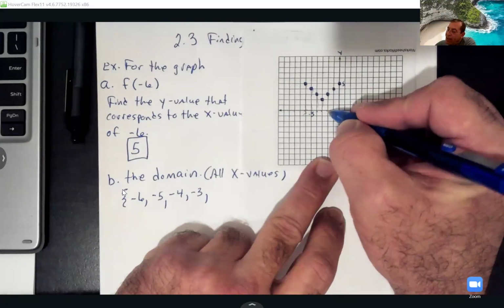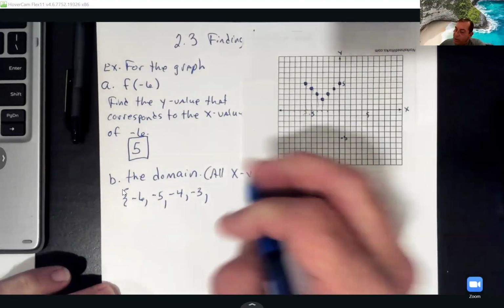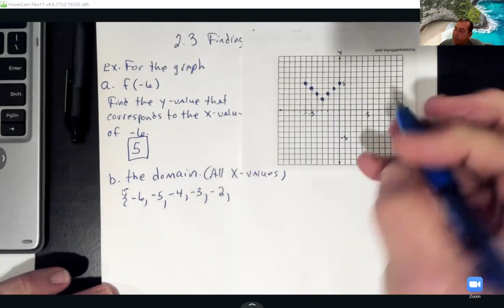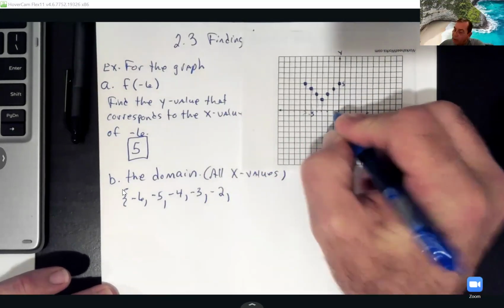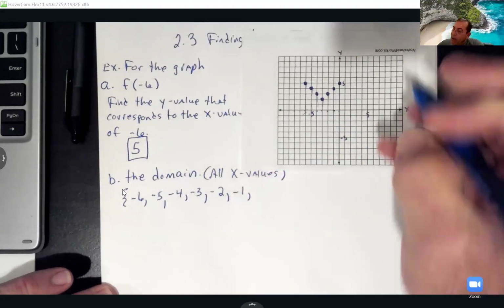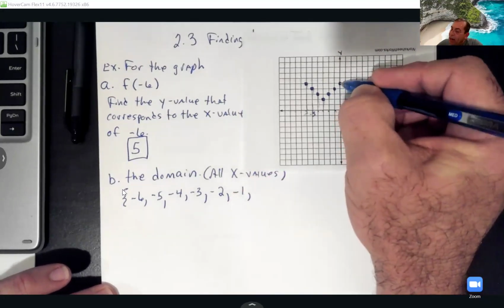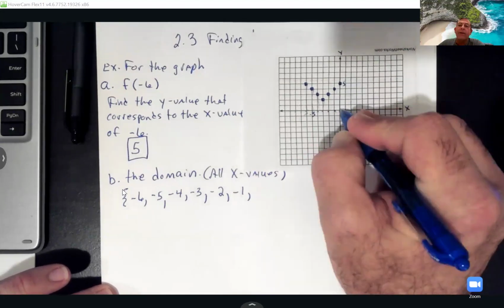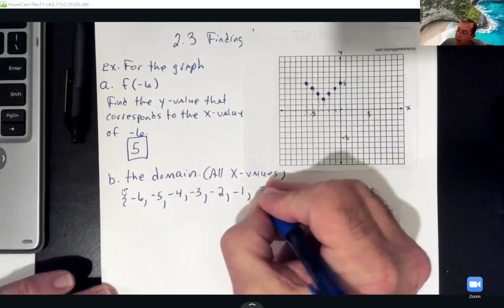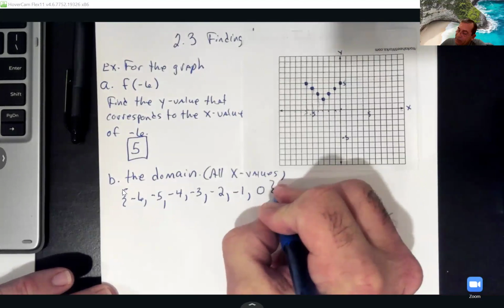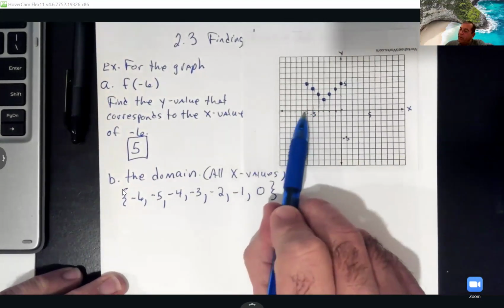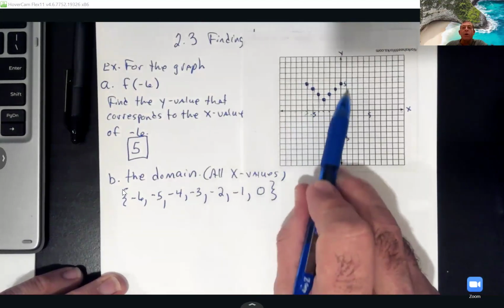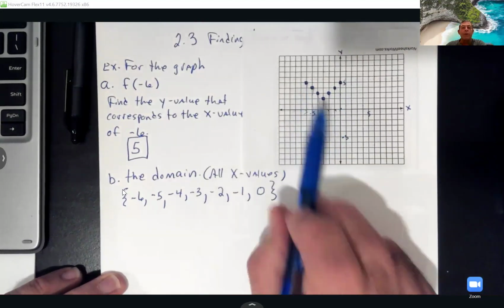This one comes straight down, has an x value of -2. My next point, x value of -1. And then finally, my last point on the y-axis, well, if I come down, that's at 0 on the x-axis. So for my domain, I just went through and seen what all these x values were of these 7 points, okay?